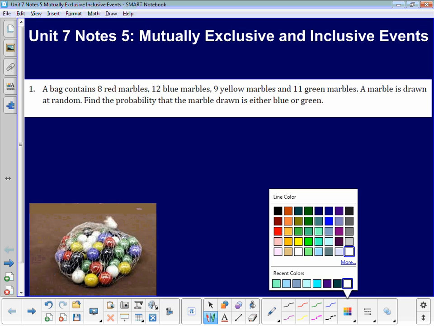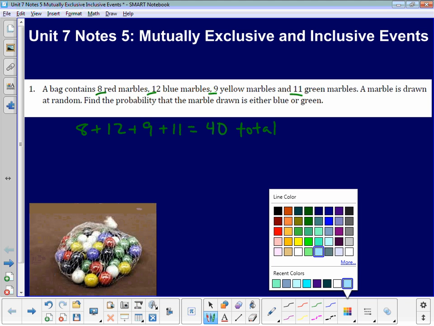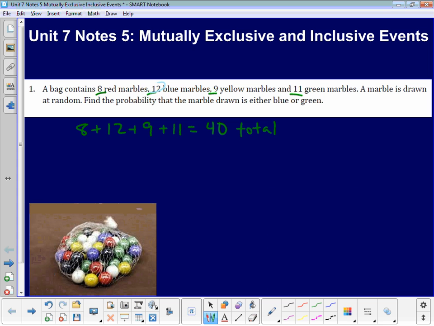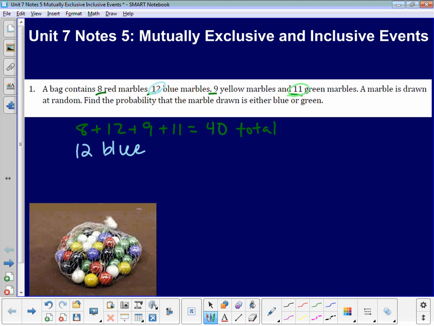First thing I need to know is how many marbles are there total. We have 8, 12, 9, and 11. 8 plus 12 plus 9 plus 11, that's 40 marbles. So there's 40 total. The other thing I need to know is how many are blue and how many are green. For the blue, I have 12 blue, and for the green, I have 11.